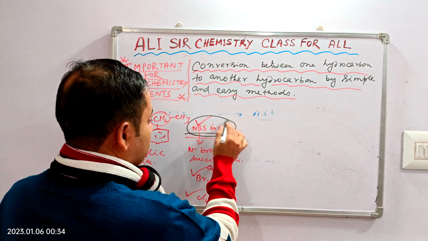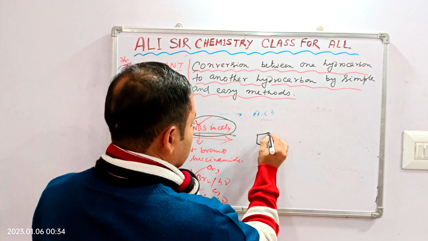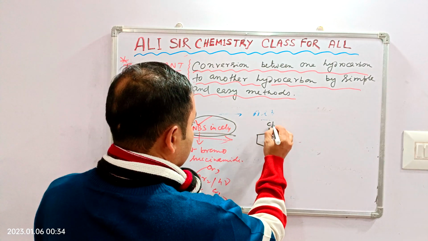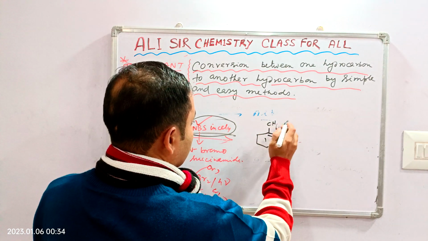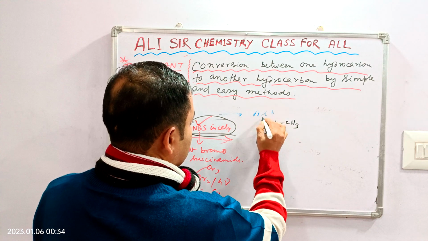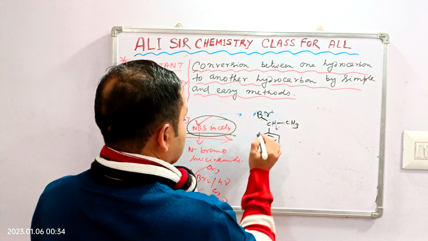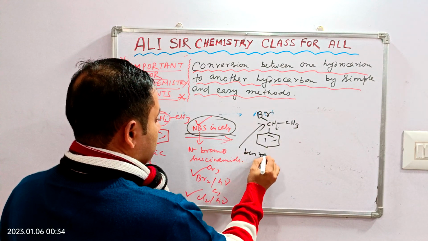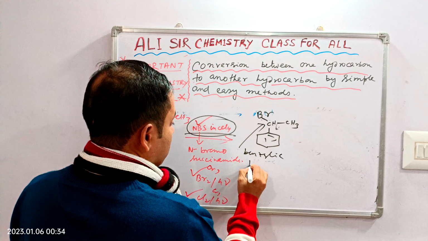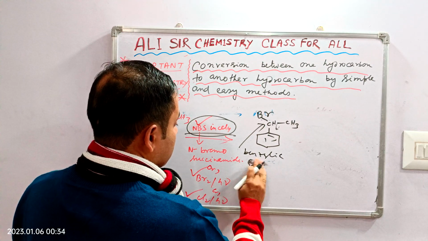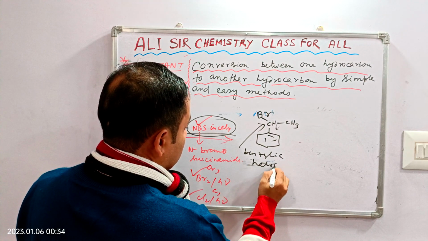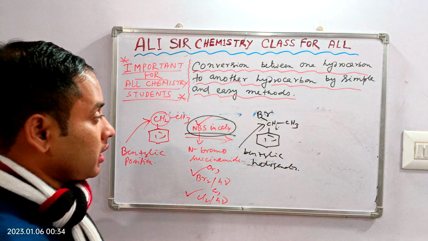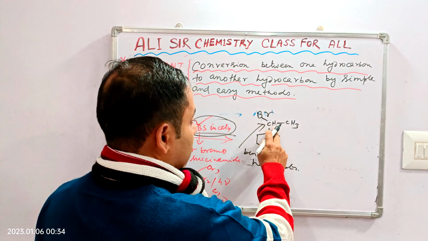Say we have used NBS, CCl4. What will we get? We will get benzylic bromination. The bromine will attach here. This is the benzylic position. This is benzylic bromide, benzylic halogenation. Now this is an alkyl halide.